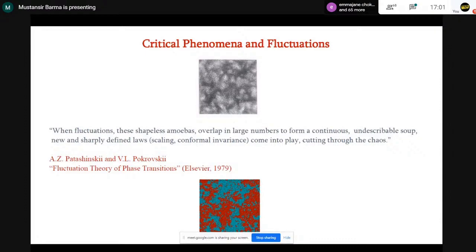So I come to the discussion of critical phenomena. Here I wanted to quote something which I find very nicely written by two Russians, Patashinsky and Pokrovsky, talking about fluctuations at a critical point. They say that when fluctuations, these shapeless amoebas, overlap in large numbers to form a continuous, undescribable soup, at that point new and sharply defined laws like scaling come into play, cutting through the chaos. You might think that when things are random and fluctuating there's nothing much we can say, but that's not true. It's the converse. We can say something very precise, very sharp, because fluctuations have the nature they do.